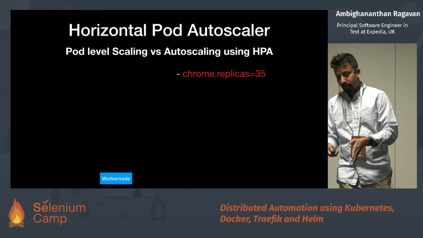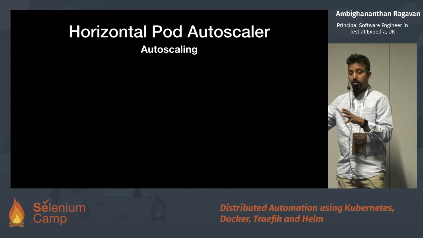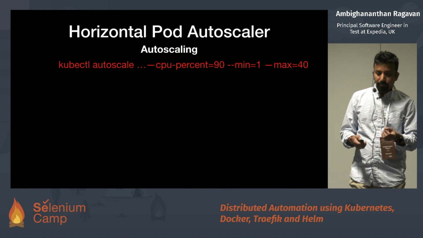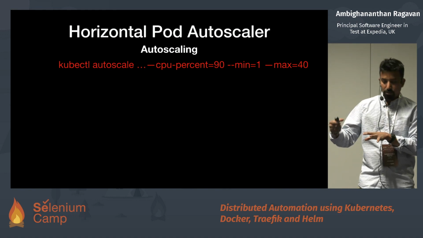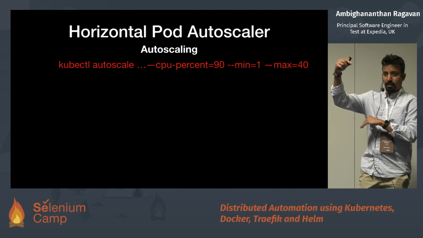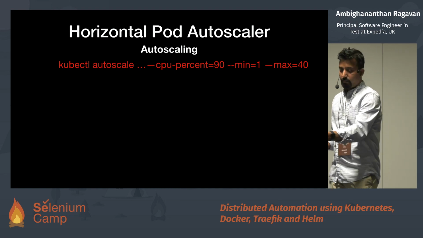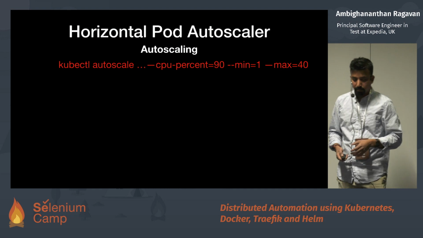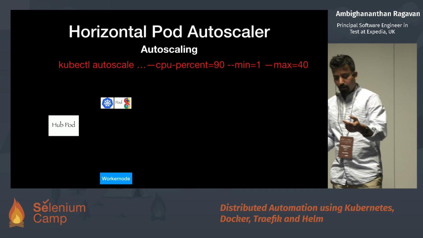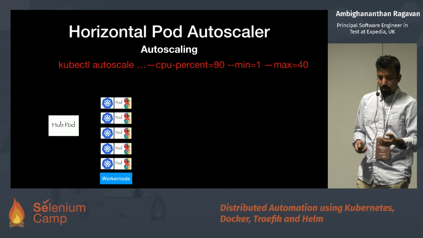So this is scaling. I want to show you how the autoscaling works using horizontal pod autoscaler. That's a feature of Kubernetes. So I can say kubectl autoscale, say CPU percent 90. Whenever a pod reaches 90 percent, it will start creating more pods between minimum and maximum. So it's the same way. You have one worker node. I want to create a hub. It starts with one pod, and now it's starting to create pods.